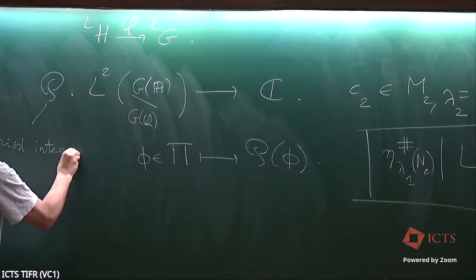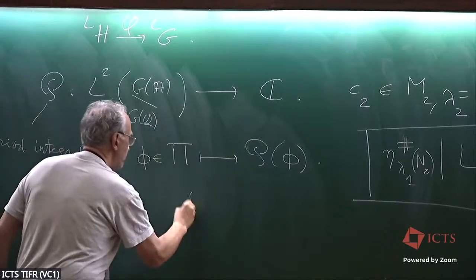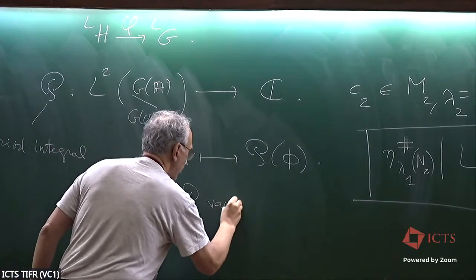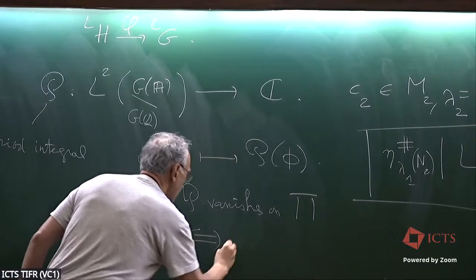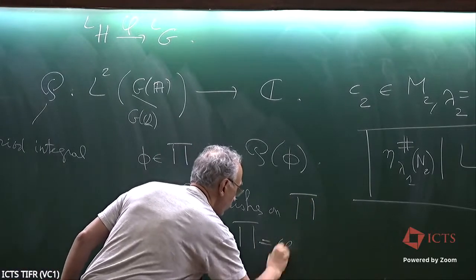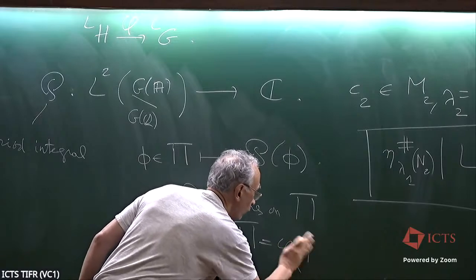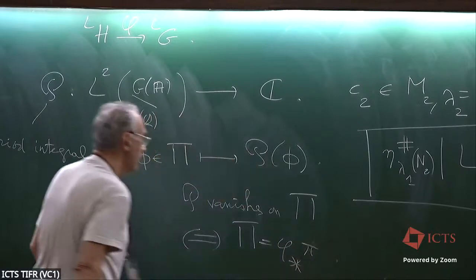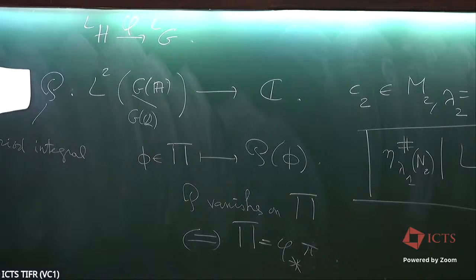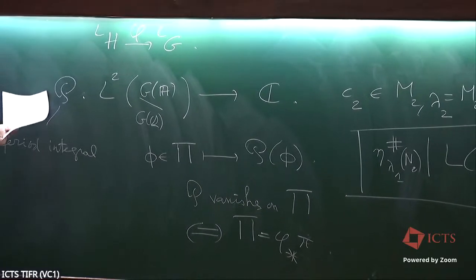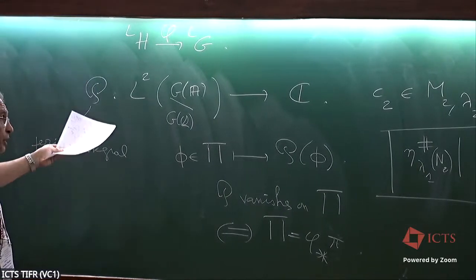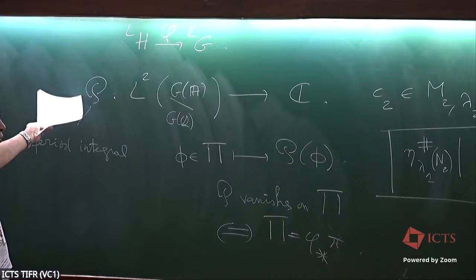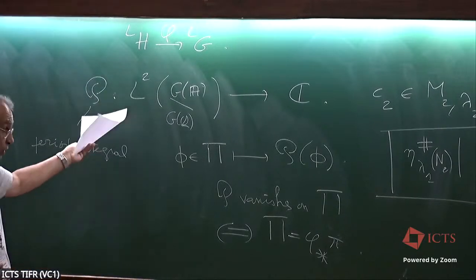And how do you construct them? So P vanishes on pi if and only if pi is phi lower star of some small pi. So you need to find these linear forms. And actually, there are many situations where you have such linear forms. And how do you build such a linear form in the examples?